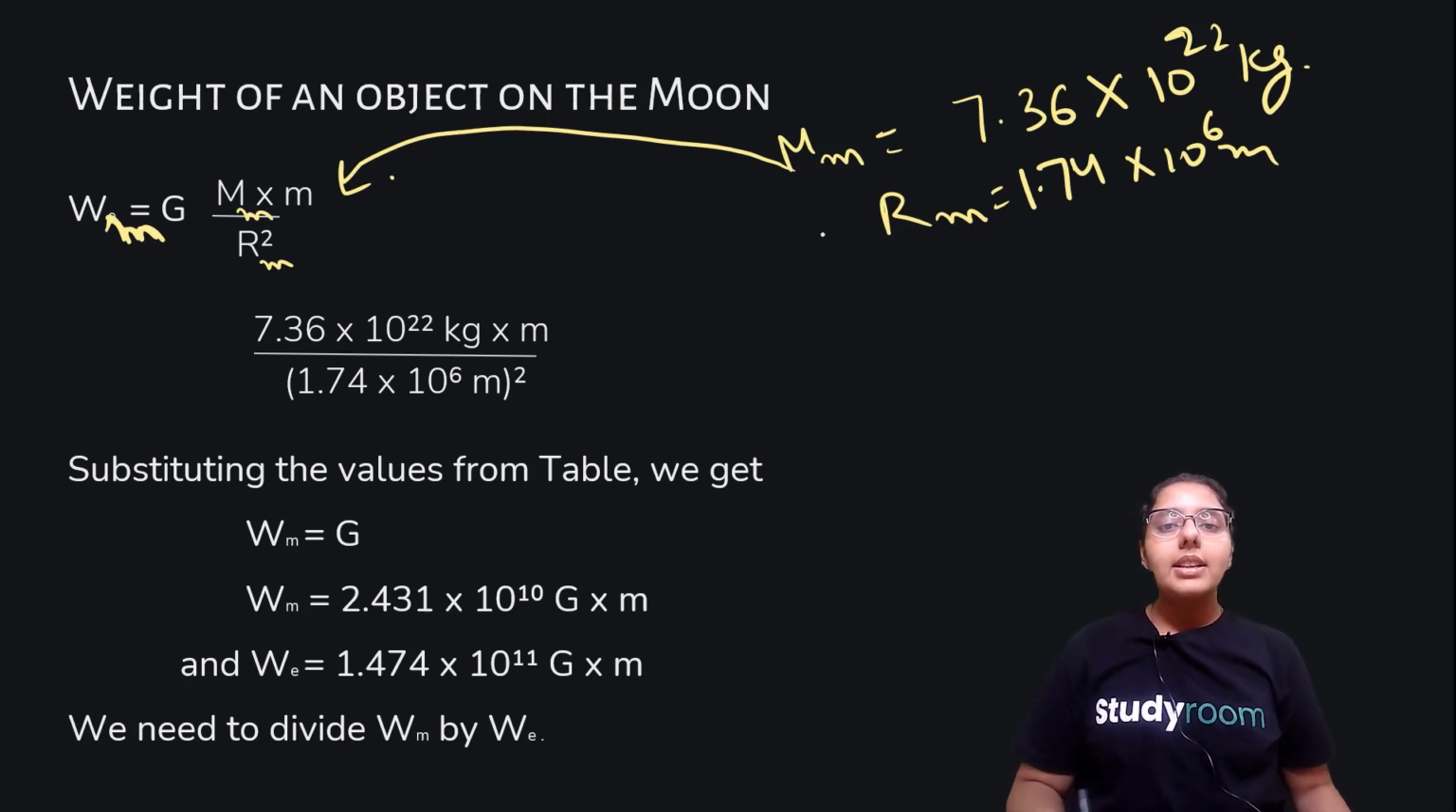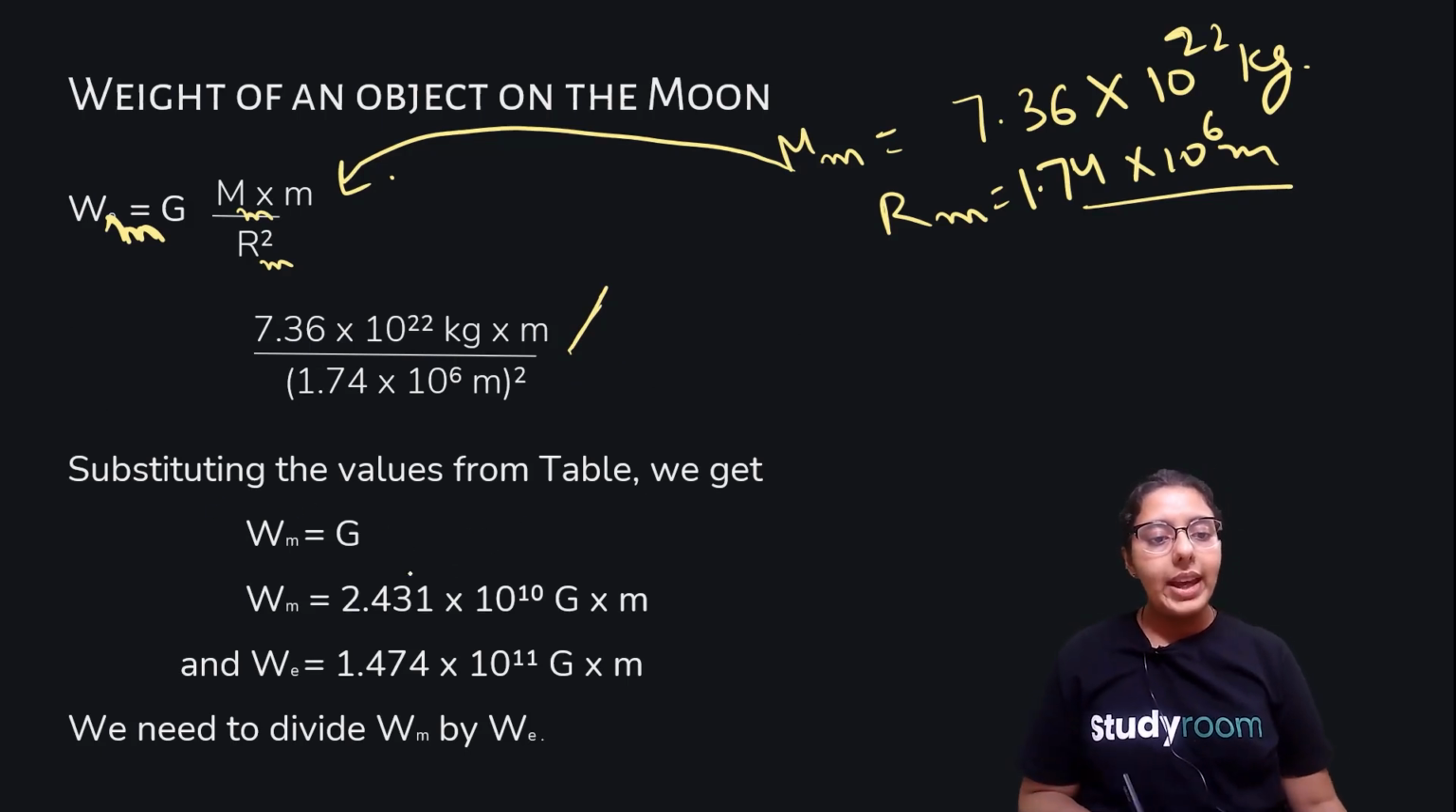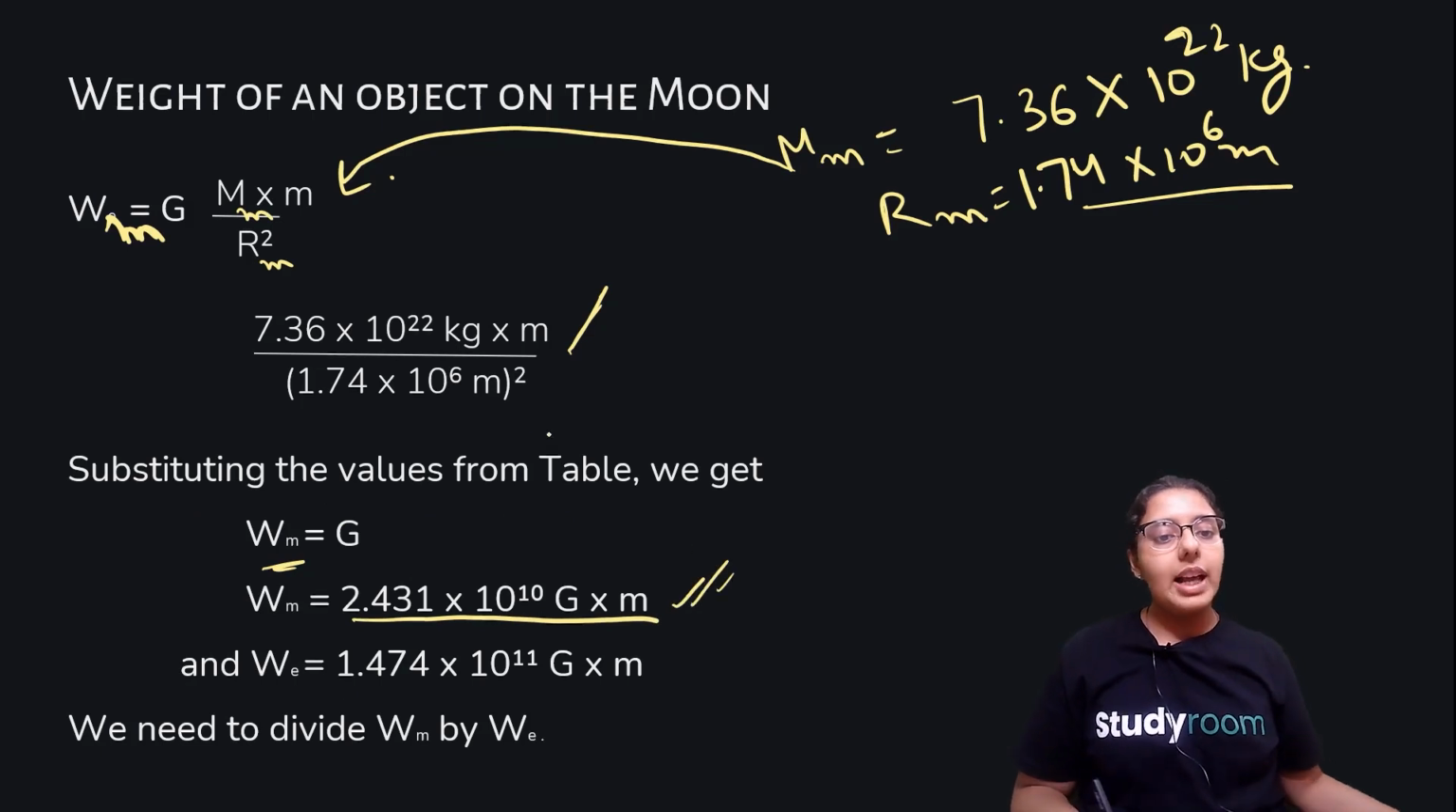And what will we get? We'll put mass of moon 7.36 into 10 to the power 22 kgs. m is your mass of object, which is unknown. And your r square is 1.74 into 10 to the power 6 square. Correct? So this is how we'll calculate weight on moon. Substituting the values from the table, we get weight on moon is equal to 2.431 into 10 to the power 10 G into m. After calculating, you will get this.